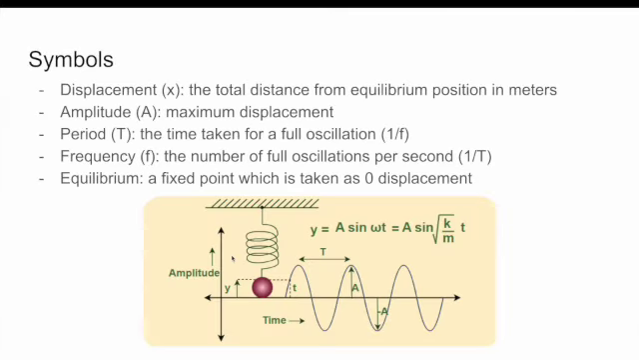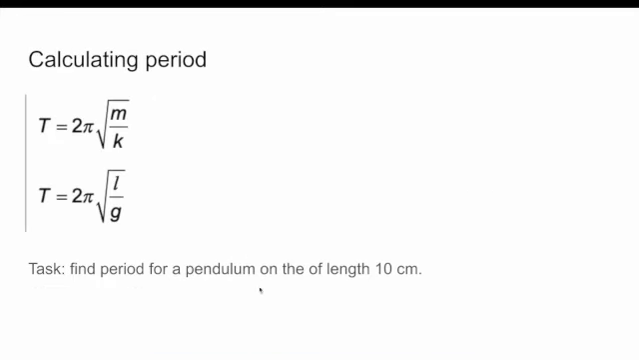So if the spring constant were 1, and the mass were 2, then we would have 2 pi times square root 2, which is just 2 root 2 times pi seconds for the period, or that's the exact value, right?